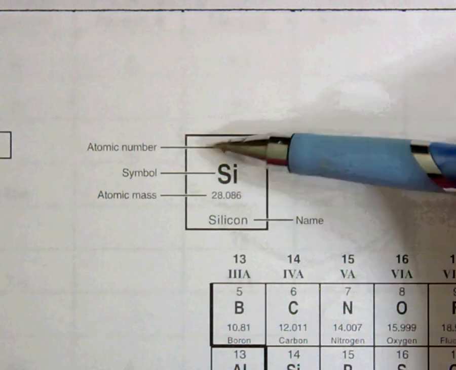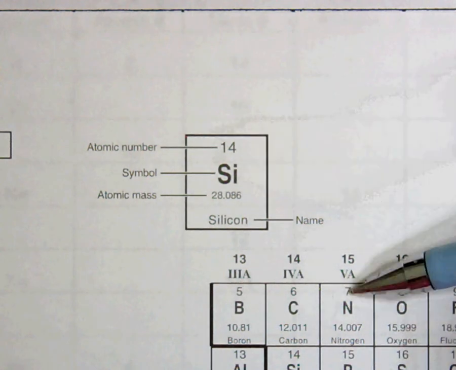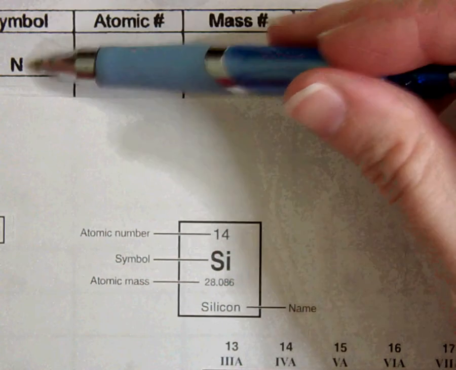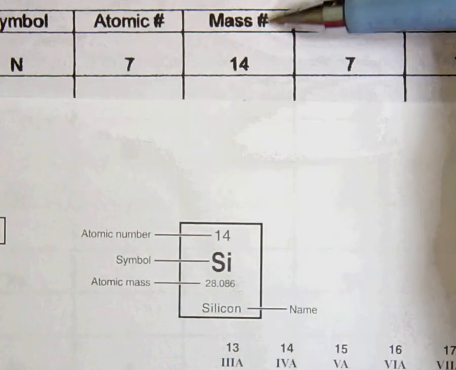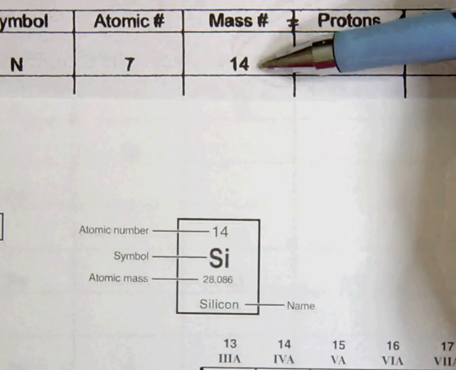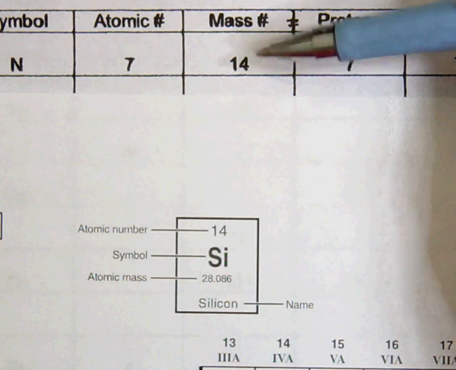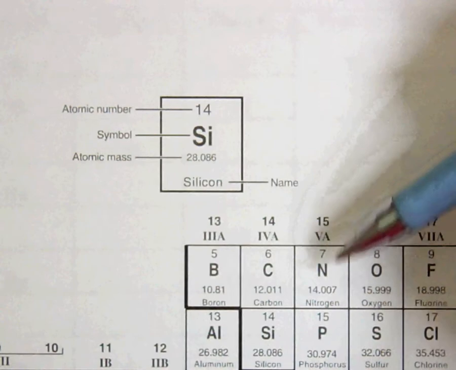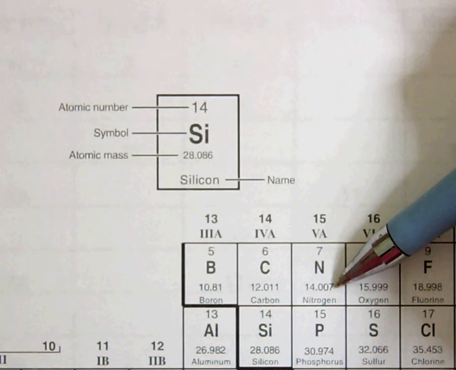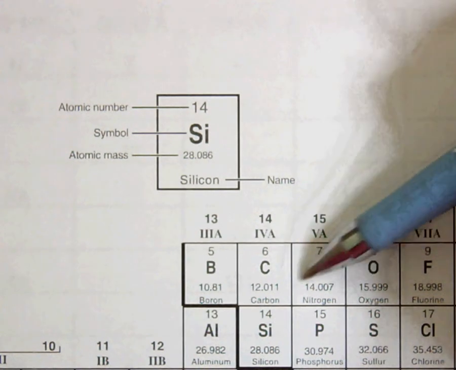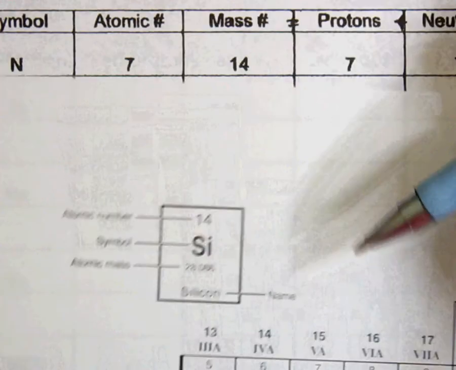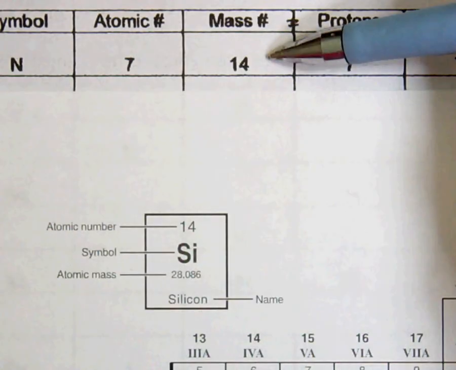So the atomic number is 7. So for atomic number, I put 7. And of course you can see the symbol is N. The mass number is the same as the atomic mass rounded to the nearest whole number. Remember, atomic mass is the number down at the bottom under the symbol. For nitrogen, that's 14.007. To get the mass number, I round this to the nearest whole number. 14.0 rounds to 14. And that's why I have a mass number of 14 here.